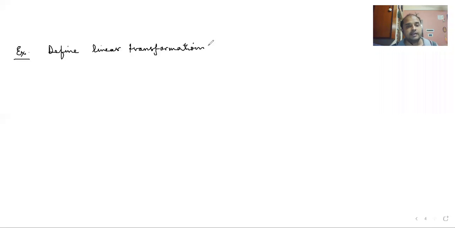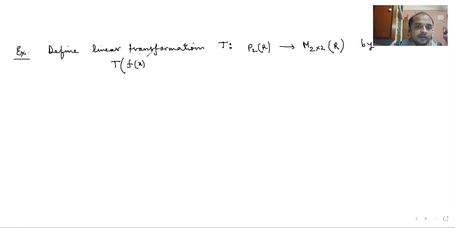The question is: define a linear transformation capital T from P2(R) to M2x2(R) by T of f(x) equal to the matrix with entries f(1) minus f(2), 0, 0 and f(0).